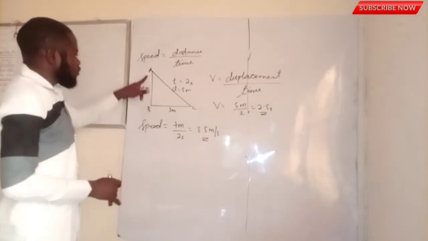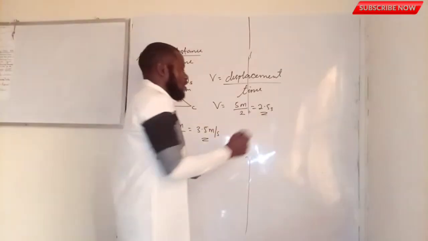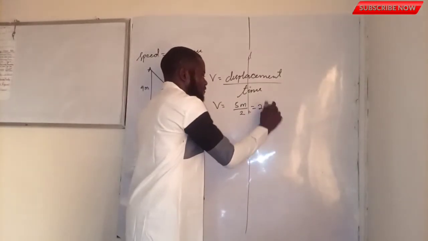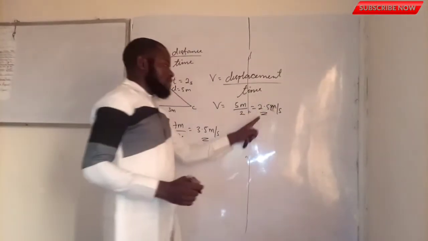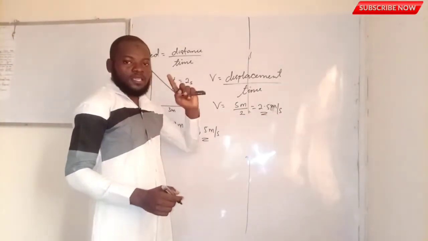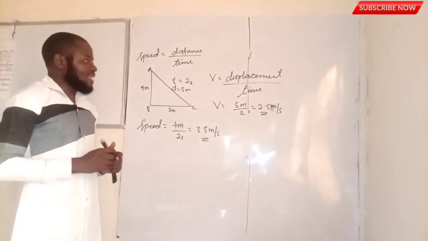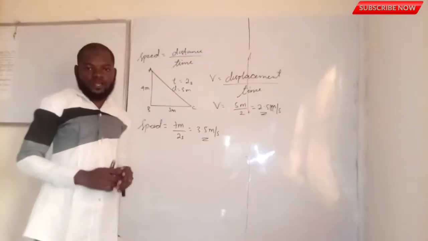So if the body uses 2 seconds to move from here to this place, it shows that the body is covering, this should be meters per second, sorry, a distance of 2.5 meters in 1 second. Do you understand this now? So that is that about speed and velocity.